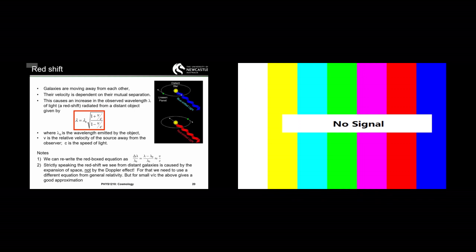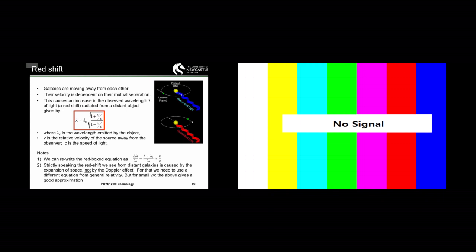Now, a couple of important notes. The first one is, so long as the speed is not too close to the speed of light, you can rewrite that equation approximately in the form that's here under note 1, and that tends to be a little bit simpler to calculate if you use that formula. I think that's the one we include on the tutorial sheet.